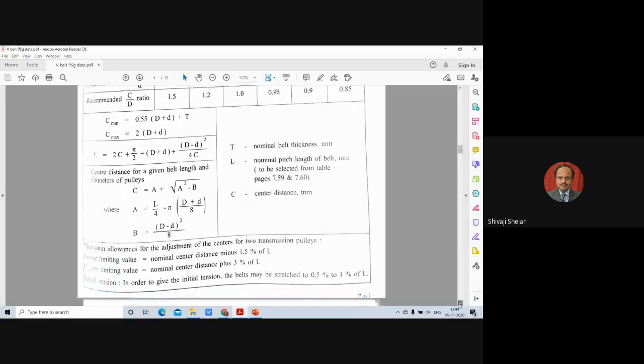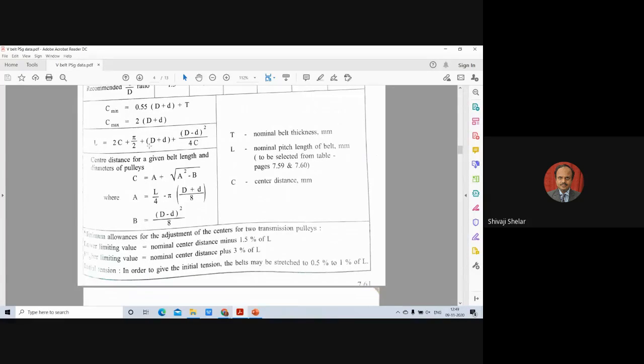Okay, so you are calculating the pitch length required here by this formula. Once you calculate this pitch length, this is the nominal pitch length required for the belt. But you have to create initial tension while wrapping the belt around, so this length has to be shorter. How much shorter? It is given here. In order to give initial tension, the belt may be stretched by 0.5 to 1% of the length. So when we are selecting this length, you can take what is required finally.